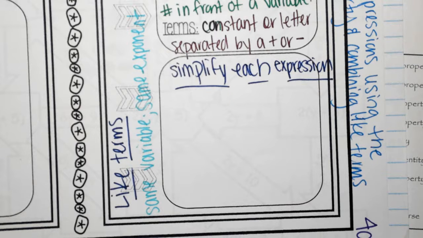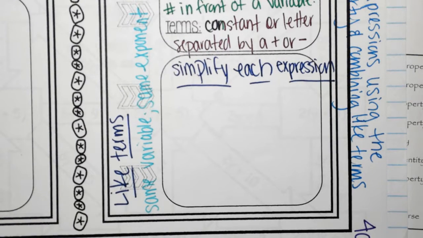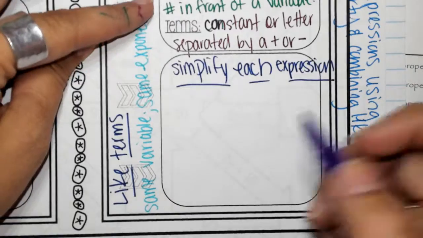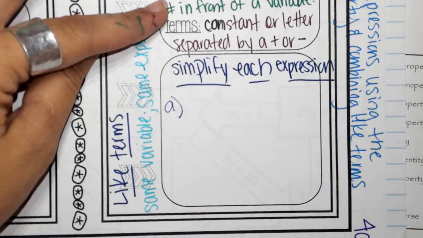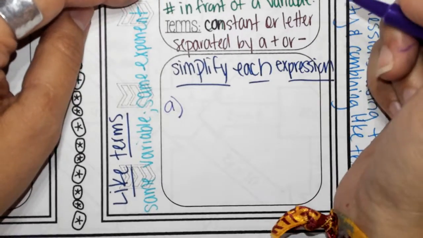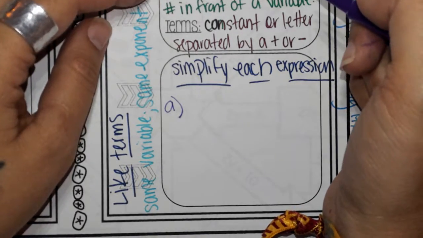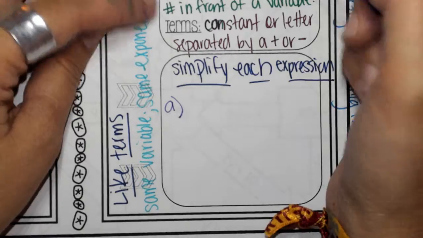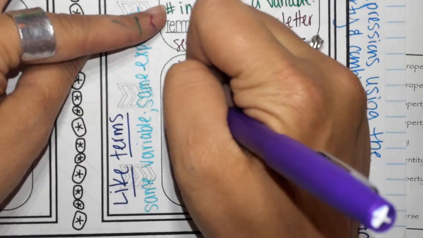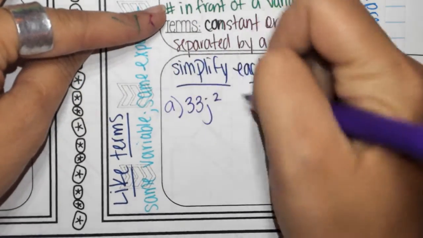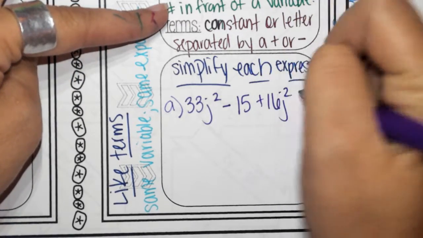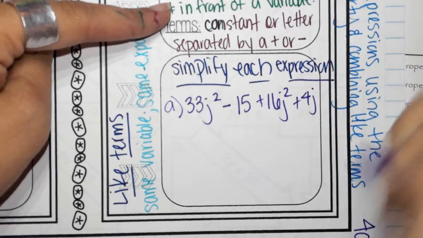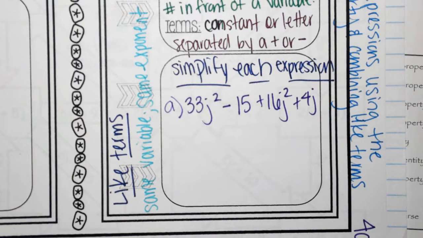So the first one that we're going to do is 33j squared minus 15 plus 16j squared plus 4j. This is our expression. Write it down. Don't say what. Don't say I don't understand. We're just writing something down.